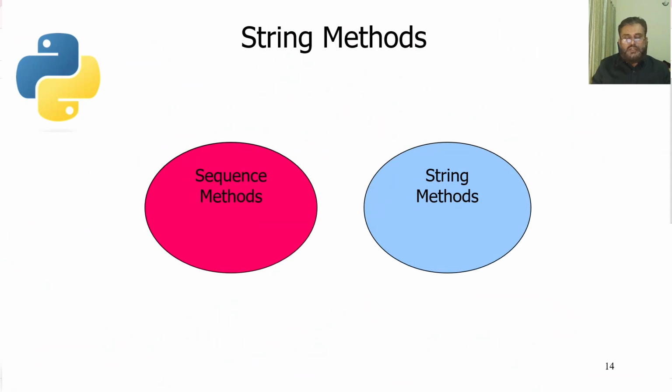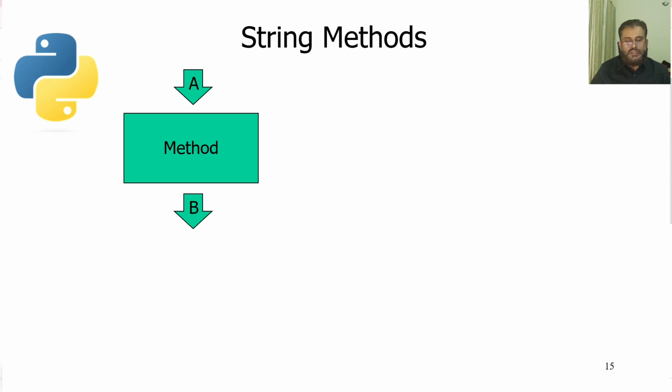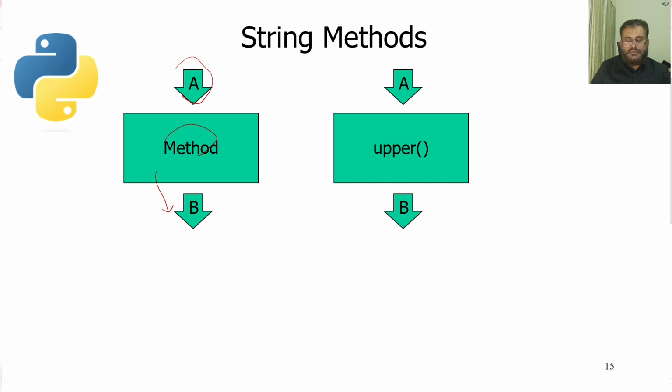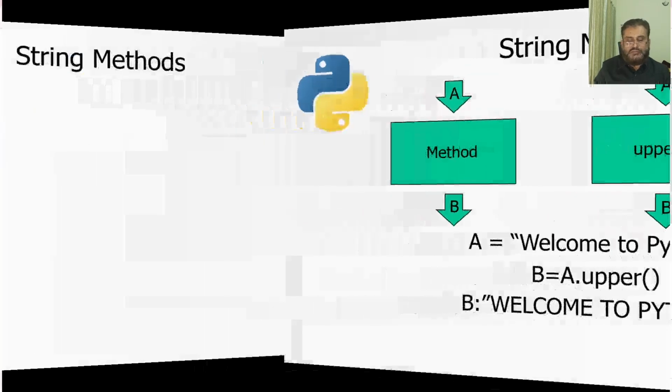Now we discuss some string methods. There are 2 types of methods: sequence methods and string methods. So what are the string methods? Generally a method will take the string, execute, and transform the string into some other form. For example, if we make use of the upper method, it will convert the string a into string b, which will be an uppercase representation of string a. So a is welcome to Python. We may assign it to another string b, and we invoke the upper method on a, and the string will be converted to welcome to Python in uppercase letters.